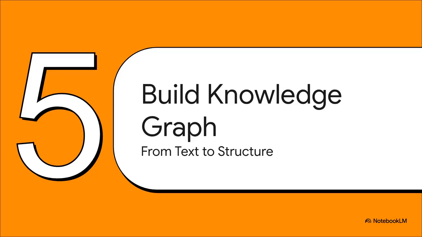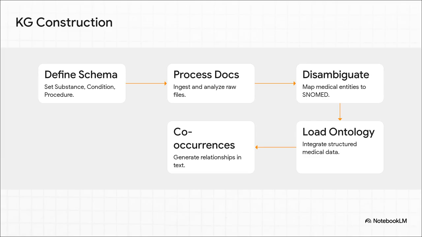Which brings us to Section 5, Building the Knowledge Graph. To actually turn a mountain of messy documents into a reliable knowledge engine, we follow 5 steps. 1, we define our schema, creating categories like substance, condition, and procedure. 2, we ingest and process all that raw text. 3, and this is where the magic happens, we run our NED pipeline to disambiguate the medical entities, locking them to a standard ontology like SNOMED CT. 4, we load those ontologies directly into the graph. And 5, we generate entity co-occurrences to see exactly which substances keep popping up next to which conditions.